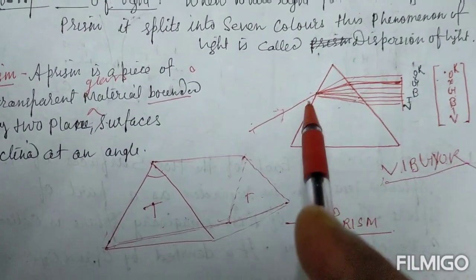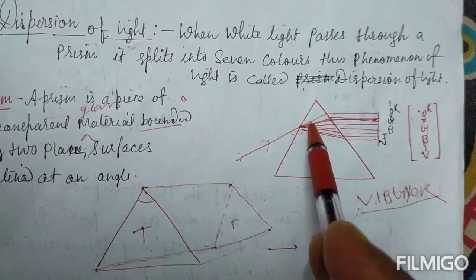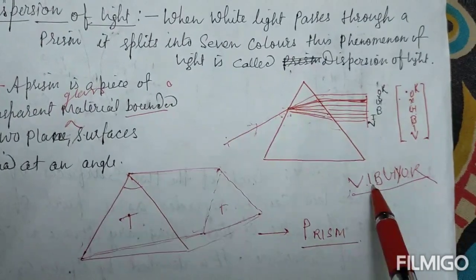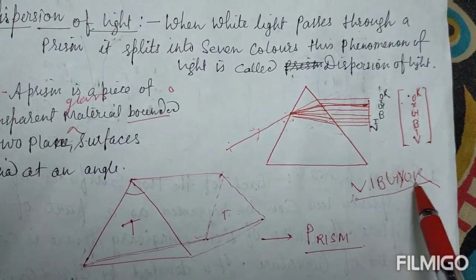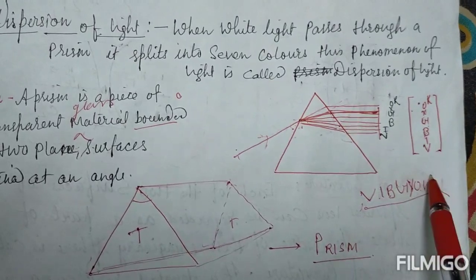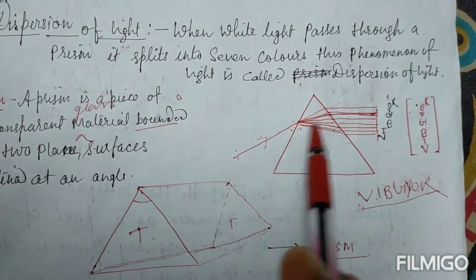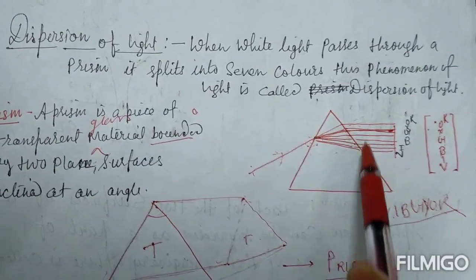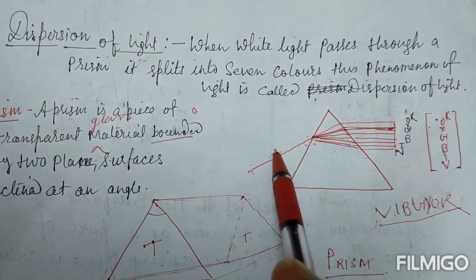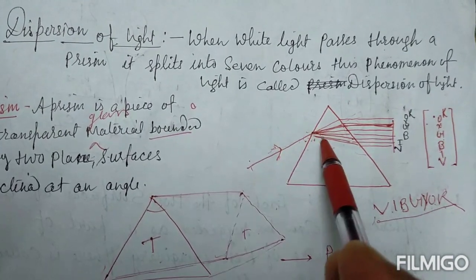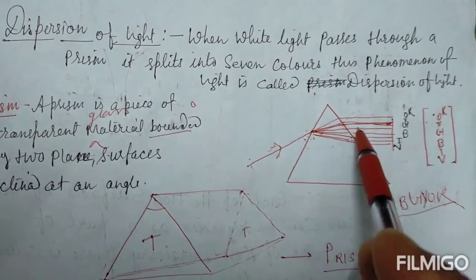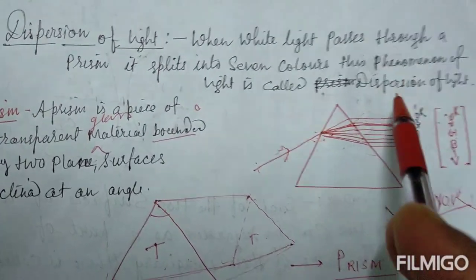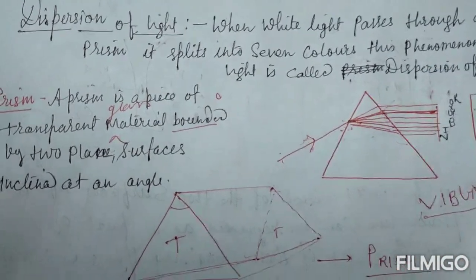So when white light passes through the prism, what happens? It splits into 7 different colors, and the colors are violet, indigo, blue, green, yellow, orange and red. These are the 7 colors which we obtain when light disperses through a prism. Dispersion means to separate out, to split. So a ray of white light, when it falls on the prism, is refracted and dispersed into 7 different colors. This phenomenon of splitting of light is called dispersion of light.